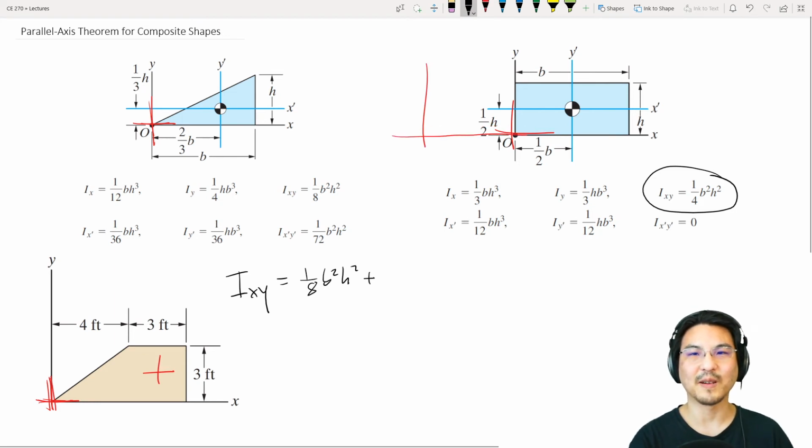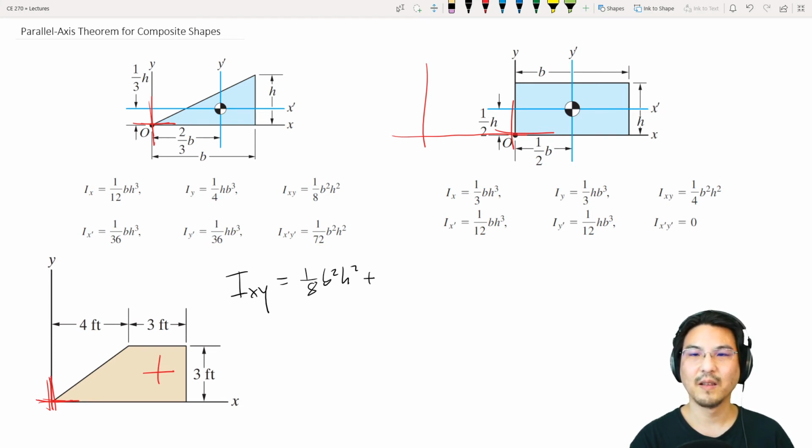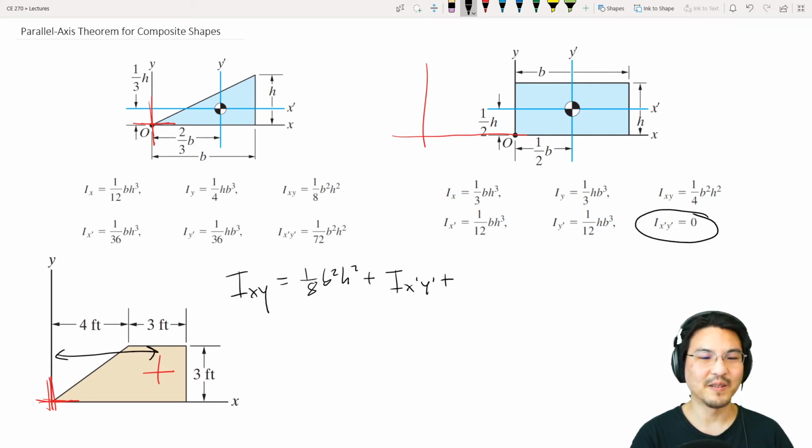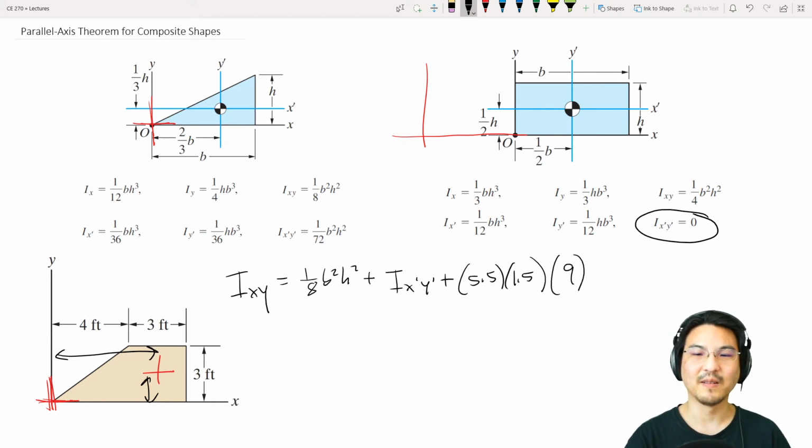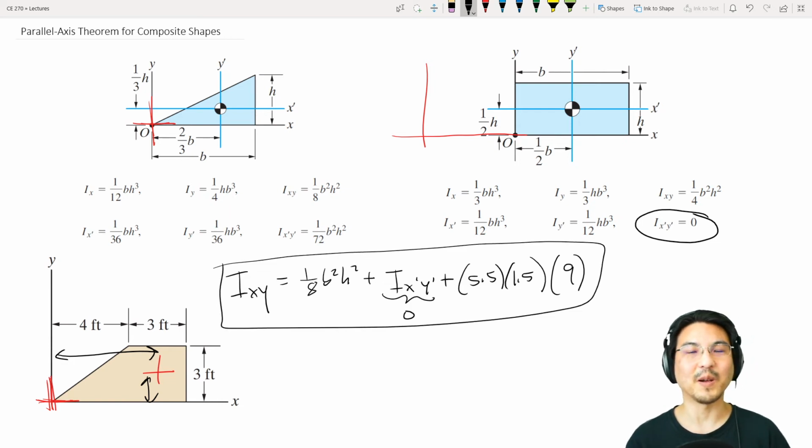Okay, so for the rectangle, it's about the centroid, which is this entry, happens to be 0, plus extra. How much extra? Here to here, 5.5 feet, times here to here, 1.5 feet, times the area of the square, 9. This happens to be 0. Okay, so this is the product of inertia for the composite.